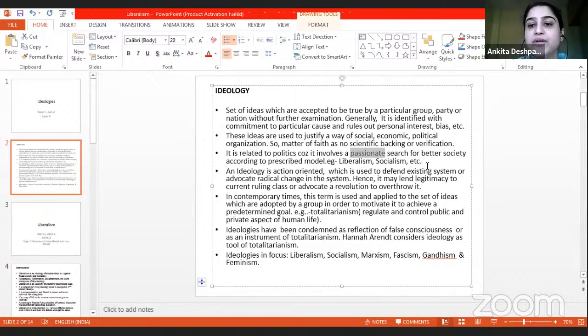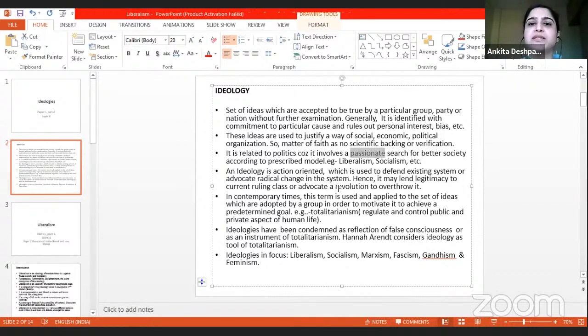Now, to defend an existing system can be any ideology that is defending. It is in favor of whatever is. The way it is, they feel it is the best. Let's continue with it. So, ideology can also defend an existing system, but it can also advocate radical change in the system.